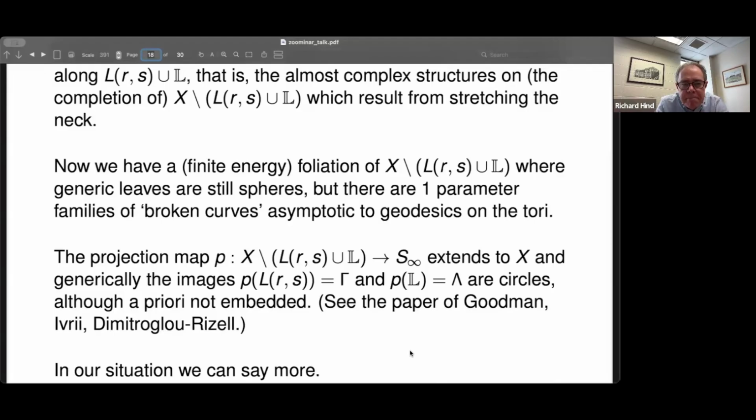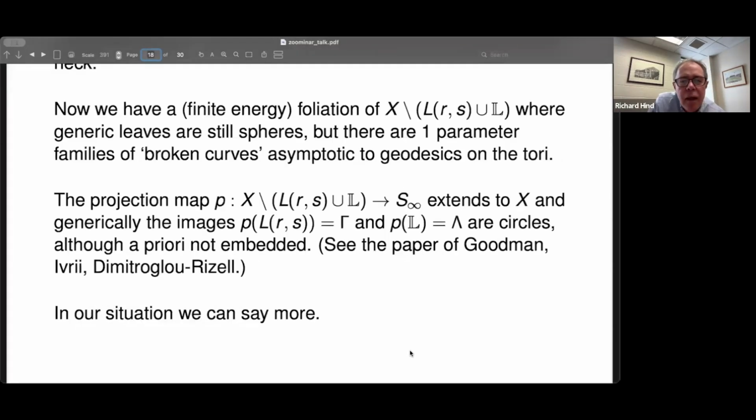And so in principle, the projection map is just defined on the complement of the Lagrangians, but it extends over the Lagrangians. And then I'm defining gamma and lambda to be the projections of the two tori. These are circles, but in general, they might not be embedded. So, right, there's a lot of stuff going on here, and we're relying a lot on the paper of Goodman, Ivrii, and Dimitroglou Rizell.